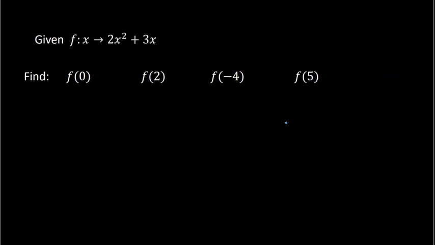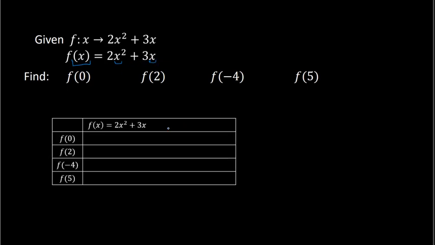Let's work a little more with this different notation. Here we have arrow notation. If we wanted to, we could write this in function notation. So this would be f of x equals 2x squared plus 3x. So here we are told to find f of 0, f of 2, f of negative 4, and f of 5. So notice how in place of x, I put in these different numbers like 0 or 2 or negative 4 or 5. That's what I'm doing to figure out what each of these are. I'm plugging these numbers in for x. So plug it in over here for x as well.